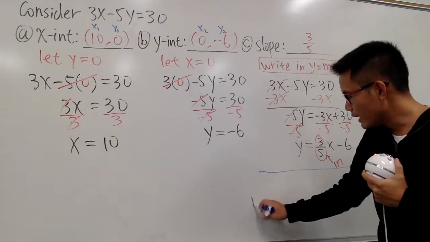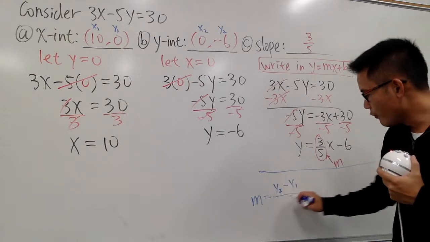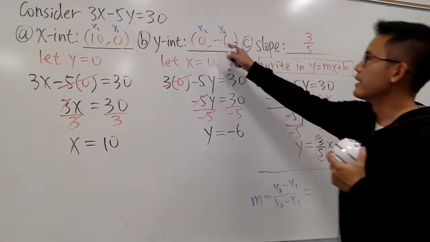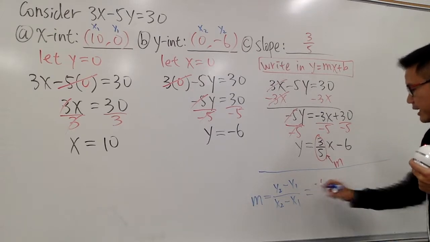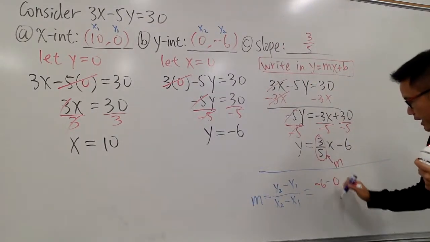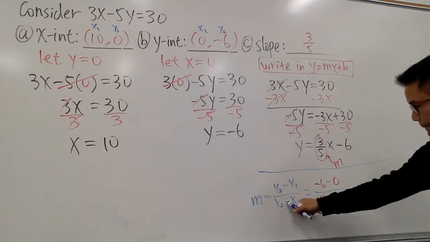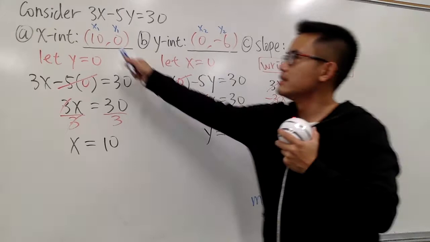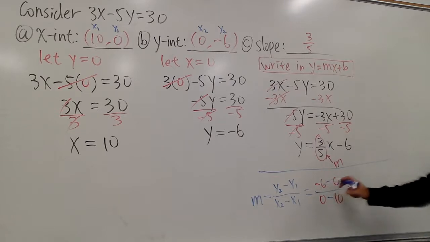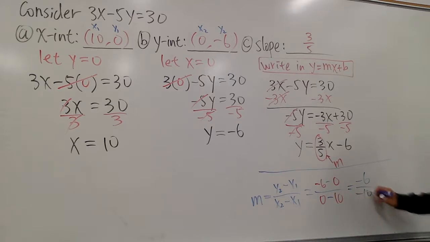So the slope formula says when we have m, this is equal to y2 minus y1 over x2 minus x1. And y2 is what? y2 is -6, right? So let's put down -6. And then minus y1 is what? y1 is 0, okay? And then over x2, x2 is 0. And then minus, from that formula, x1 is 10. So put on 10 right here. And on the top, -6 minus 0 is -6. Over, on the bottom, 0 minus 10 is -10.